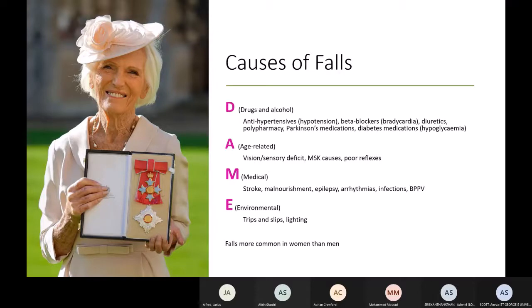M is for medical, so things particularly like stroke, malnourishment, epilepsy, cardiac arrhythmias, infections, in particular UTIs in elderly. It's really important to do a urine dip if someone has a fall, because that could be the cause. And BPPV, which is this positional vertigo that you may or may not have heard of. And E is environmental, so did they just trip over something or slip? And was the lighting poor that led them to tripping over something?